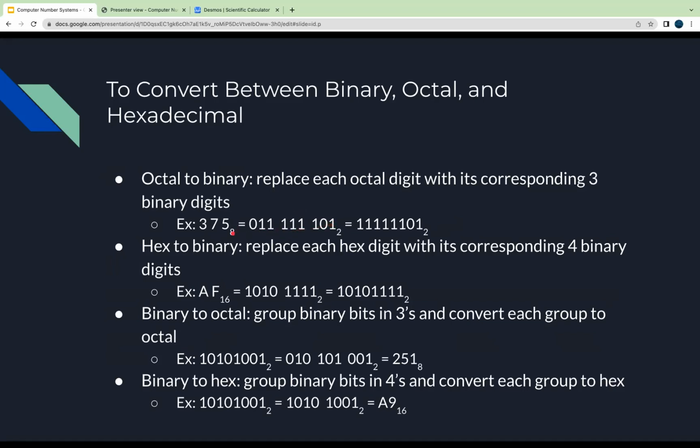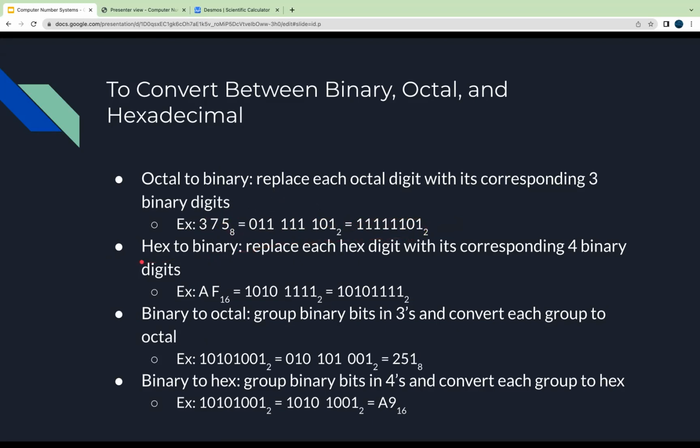Okay, so 3 in binary is 0, 1, 1. 7 in binary is 1, 1, 1. 5 in binary is 1, 0, 1. And then you just remove the spaces in between. And then here I got rid of the leading 0, so this is the number it's going to turn out into.